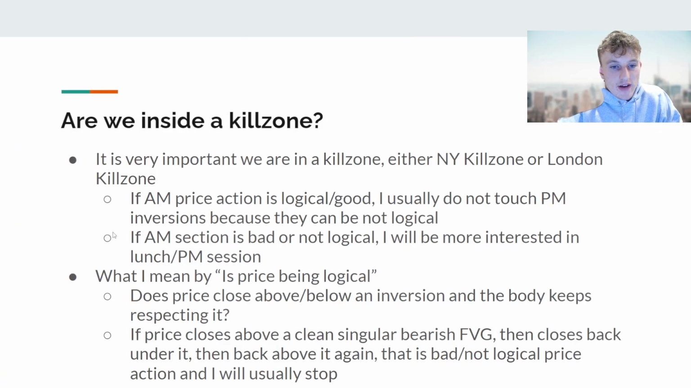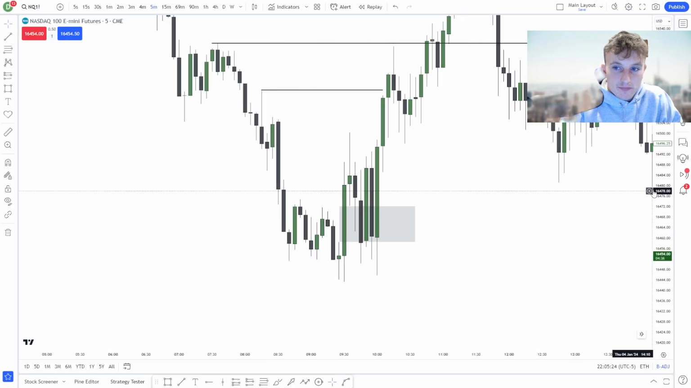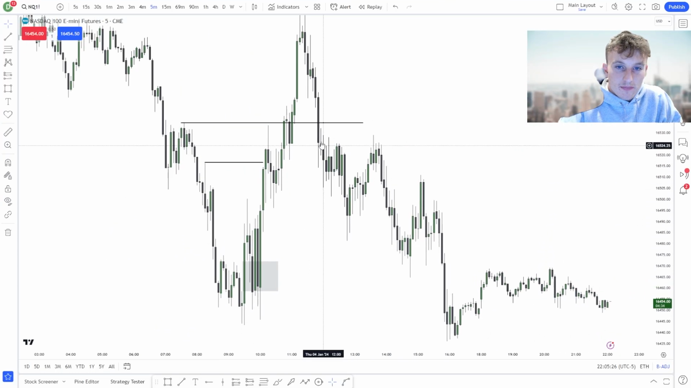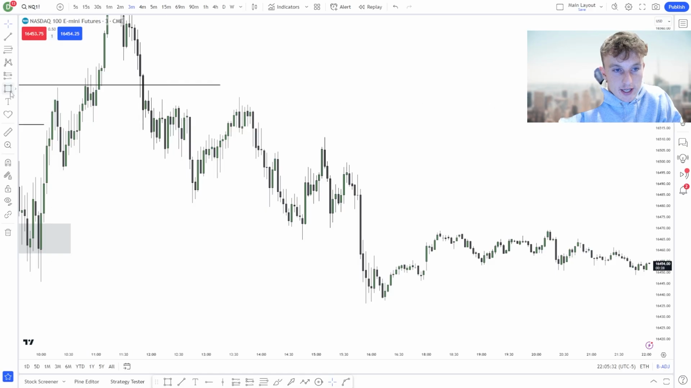So typically, if I see AM price action is logical or good, I do not touch PM. But if the AM section is bad or not logical, I will be more interested in lunch. Well, we don't get logical price action here. What happens in the afternoon? Awesome price action. You can see very nice price action. Very nice price action here. We get a nice long setup.